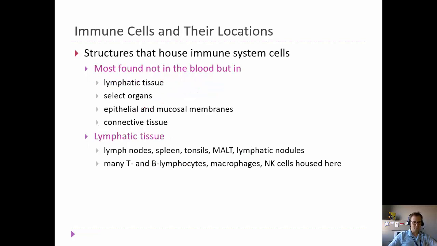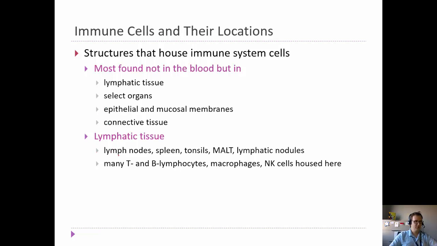Most of our immune cells are not found in the blood, but in other structures like our lymph tissue, which we talked about previously, and some select organs like our spleen. They're also in epithelial and mucosal membranes, like the membranes that line our digestive tract. We have some immune cells there that help cleanse materials as they enter our body from the digestive tract, and also in our connective tissue, where we'll have macrophages that help keep our body clean.